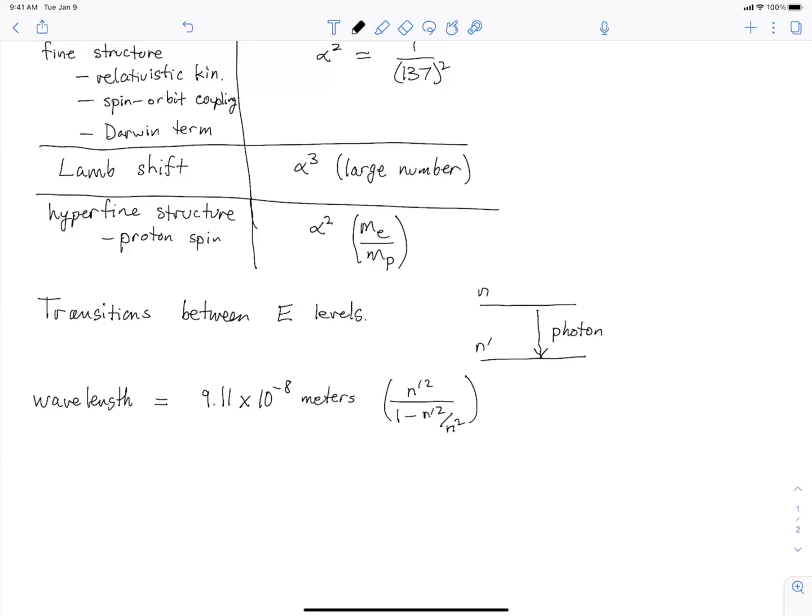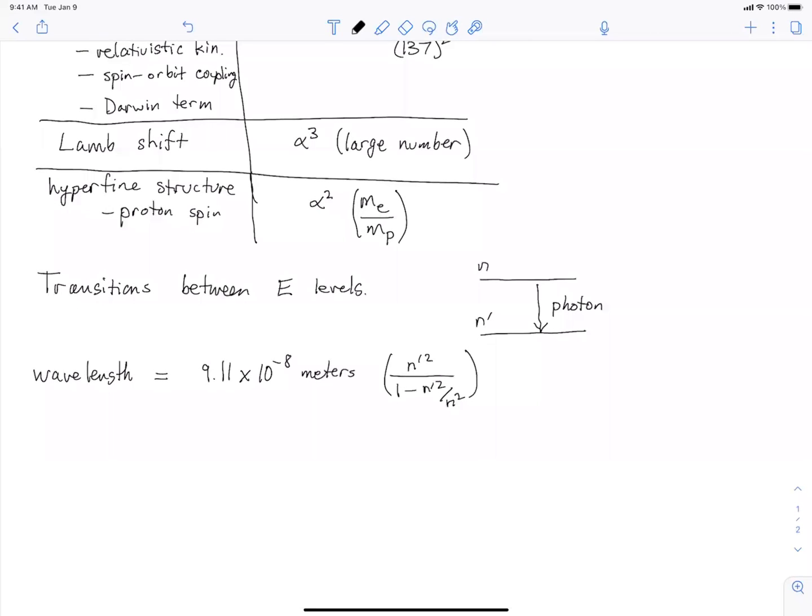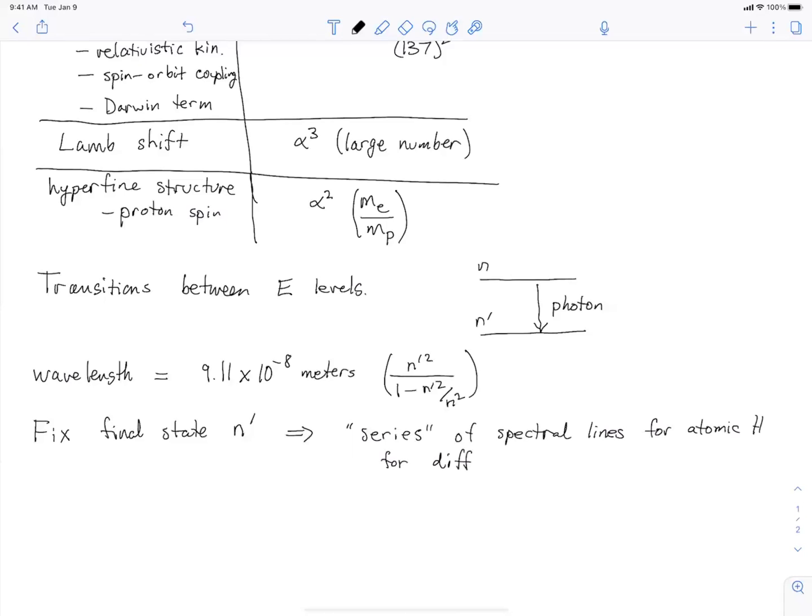There are different ways you can write that factor, but the way I've written it there is because what we want to do is fix the final state. So we're fixing n prime. For each fixed n prime, you have a series of spectral lines for different n's, in other words, different starting states. And this is all for atomic hydrogen. And these are given names.